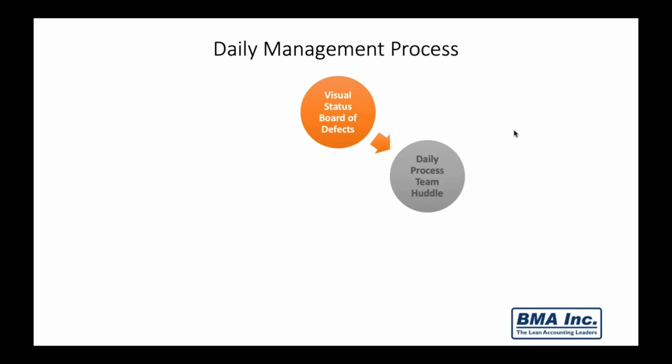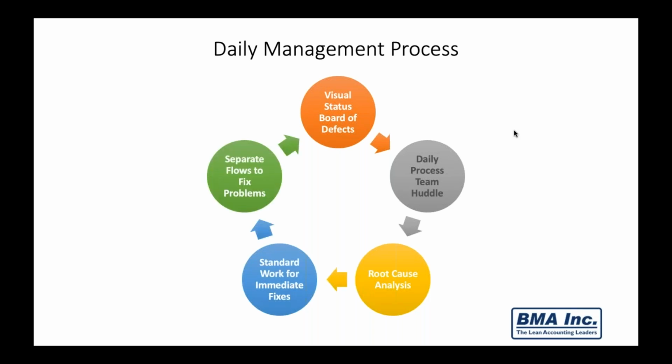Conduct a daily team huddle in terms of how the process is working, what the defects are, and what we are doing about them. Begin daily root cause analysis. And the last 2 are about having standard work to fix the problems that occur as they occur.